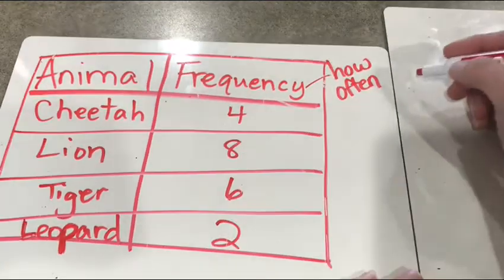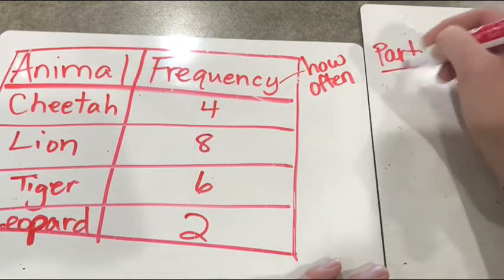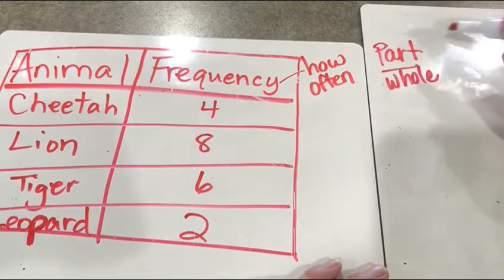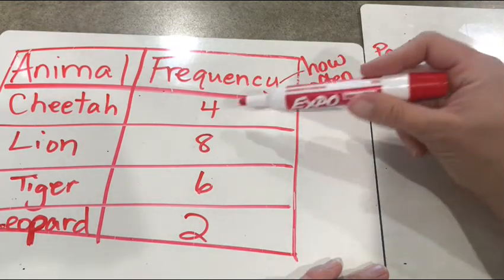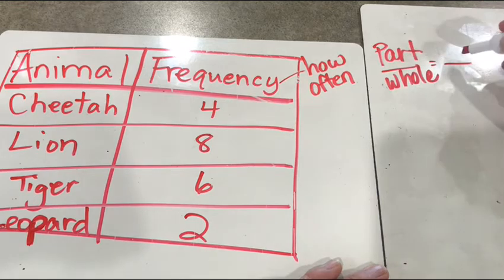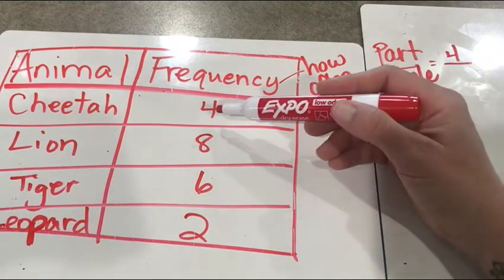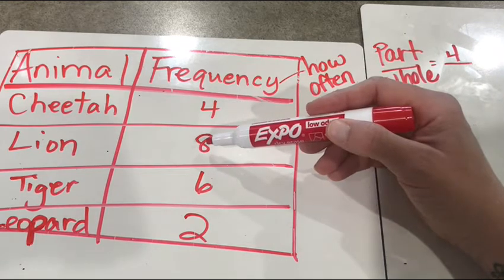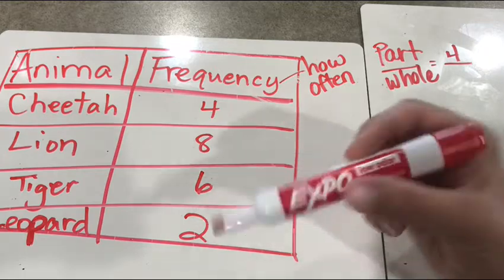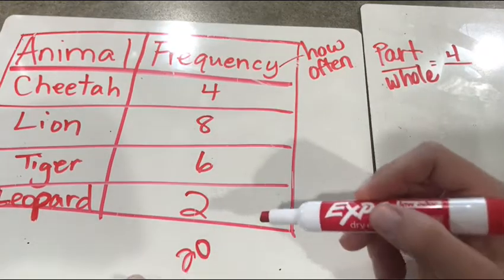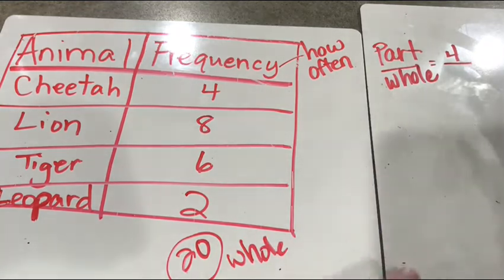And remember, a fraction is a part over a whole. It's comparing a part to a whole, all right? So if I wanted to write a fraction of cheetahs, okay, the part that I'm asking about is the cheetahs, and I would need to add these together, okay? So 4 plus 8 is 12, 12 plus 6 is 18, 18 plus 2 is 20. So my total is going to be, or my whole is going to be 20.